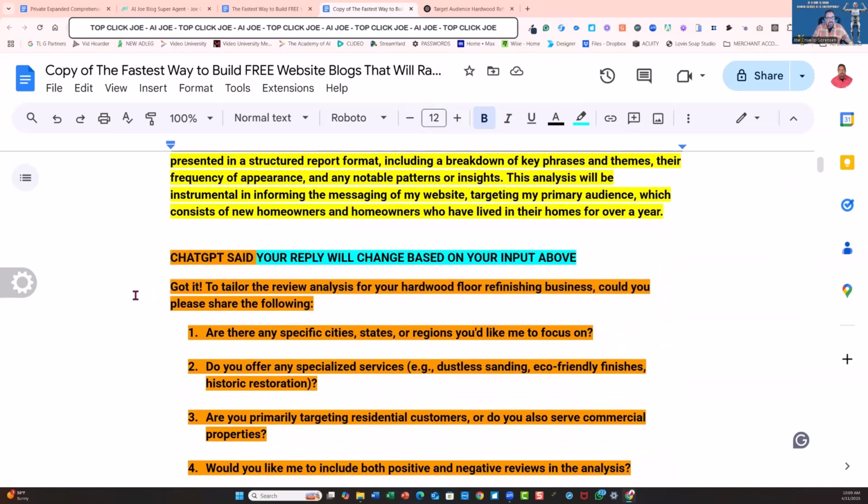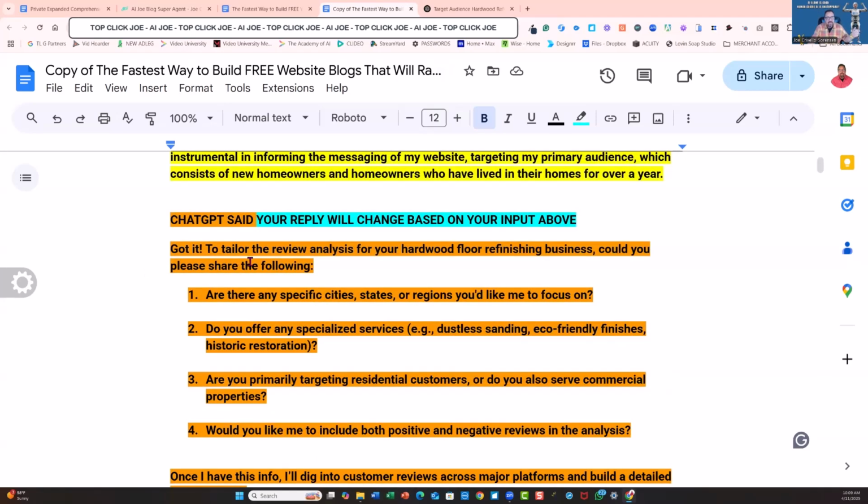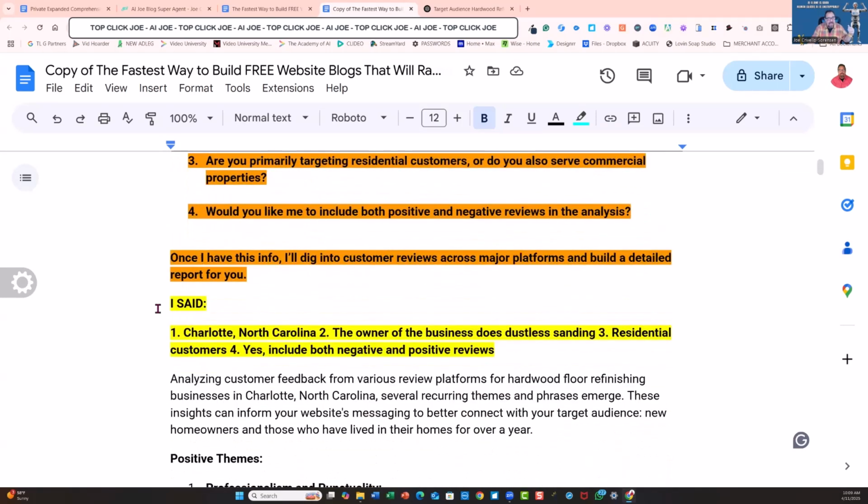Okay, so now it says, "Got it. To tailor the review analysis for your hardwood floor refinishing business, could you please share the following? Are there any specific cities? Are there any special offers or anything like that?" And as you go down, I answered where I said, this is my answer. It's Charlotte, North Carolina. The owner of the business does dustless sanding. He likes residential customers, not commercial customers.